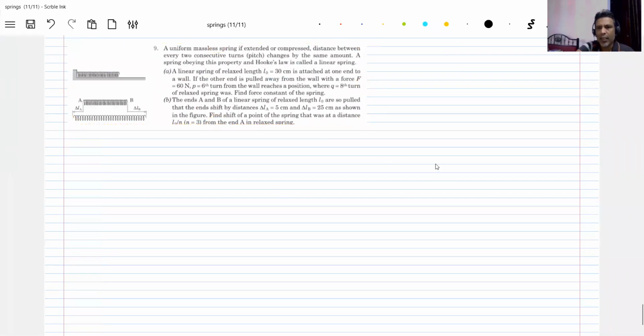Okay, all of you read the question. This is from Pathfinder, we brought it. A uniform massless spring, if extended or compressed, the distance between every two consecutive turns changes by the same amount. Read once, read the question. It is a little bit lengthy. First, we'll discuss part A, then we'll come to part B. First, we'll concentrate on part A.